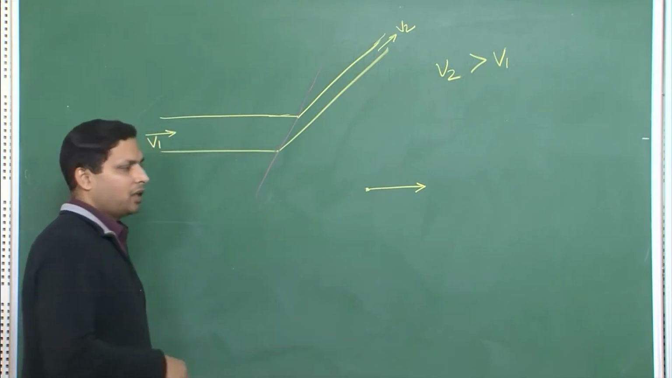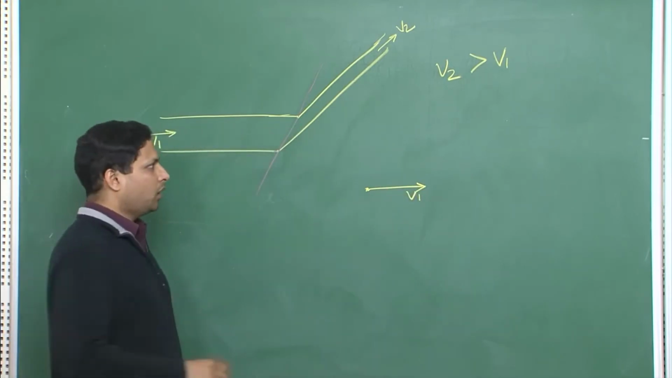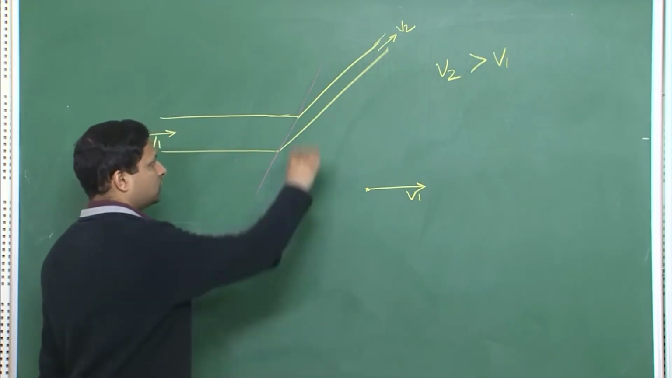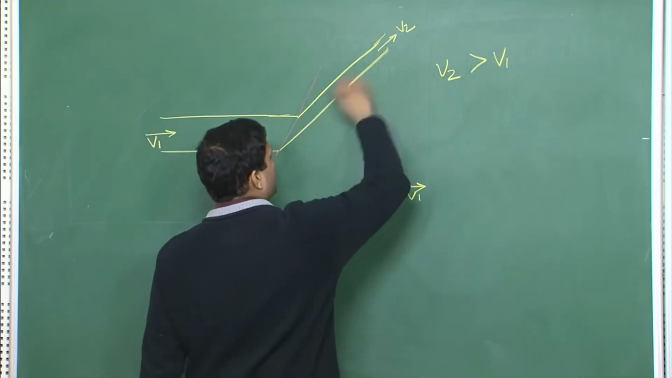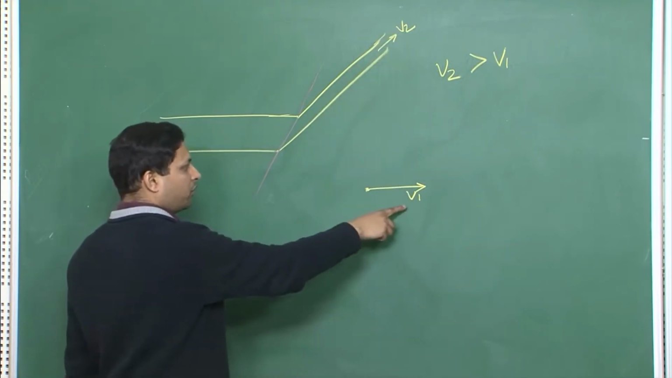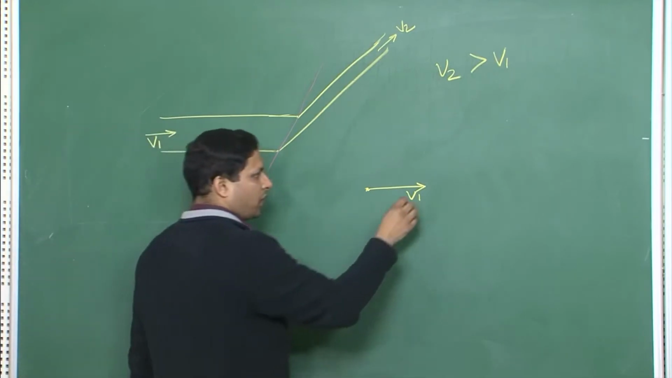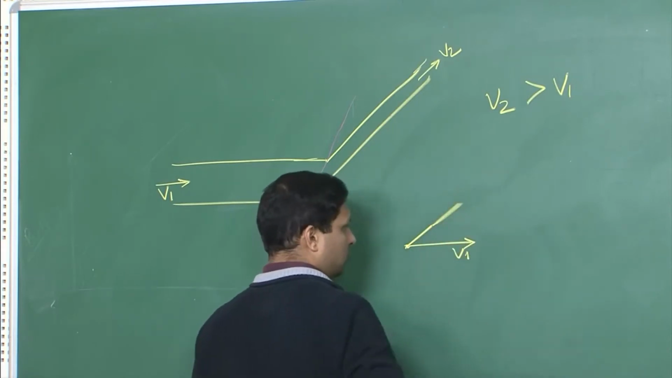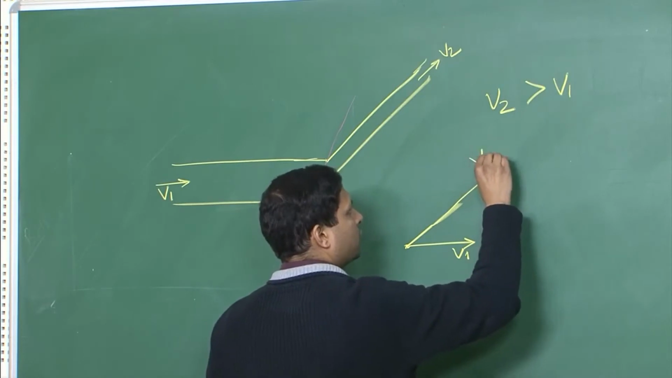Now, this material in the final step is moving at a velocity v2. Remember, since this has become thinner, the velocity v2 is higher and it has to be parallel to this, and also remember v1 is along this. So, it has to be parallel to this. So, we have the direction of v1, we have the direction of v2.